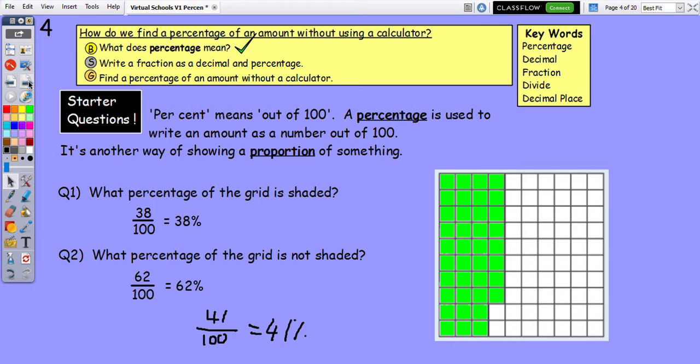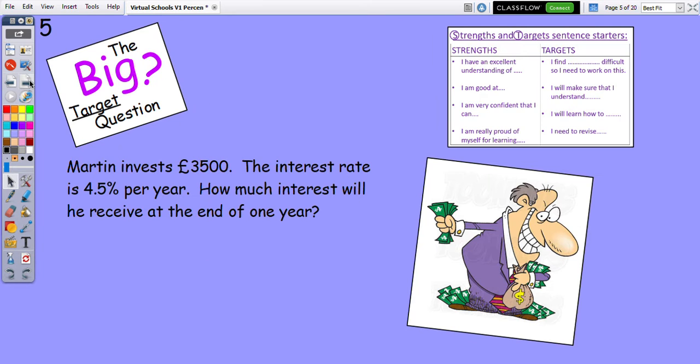Good. So next, a big target question. I always like to introduce a big target question at the end of the lesson. Hopefully we're going to be able to answer this question. It's a typical question involving percentages. You can see it's a couple of sentences.